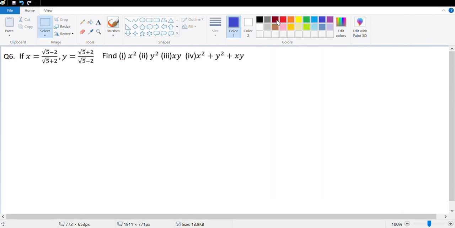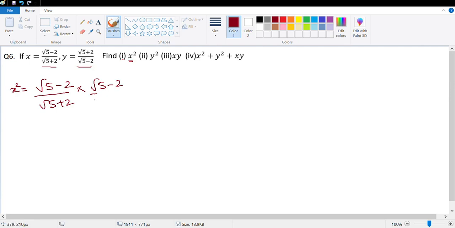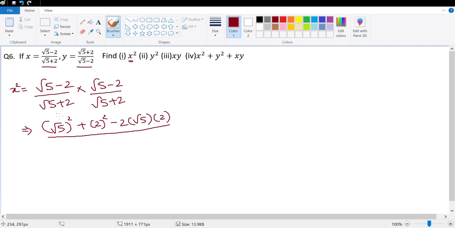So let's look at a question. It says if x is equal to this and y is equal to this, find the value of x square plus y square plus xy. So let's find x square first. X square will be root 5 minus 2 upon root 5 plus 2 multiplied with root 5 minus 2 upon root 5 plus 2. So this is in the form a minus b into a minus b, which means a square plus b square minus 2 times a into b. And the denominator is in the form a plus b whole square, which means a square plus b square plus 2ab.